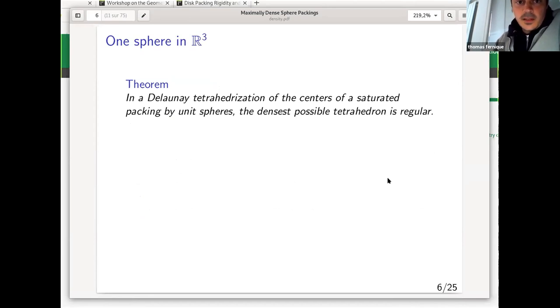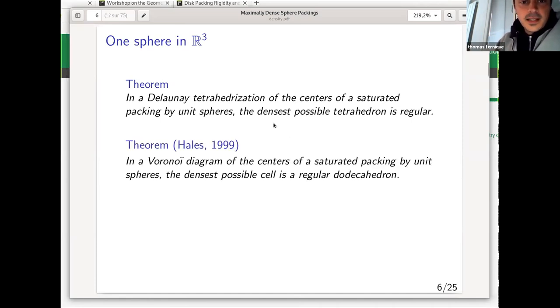So now in three dimensions, since some people want to have more than two dimensions, the most simple case, which is not that simple, is one sphere in R^3. And there is a theorem which is again the analog of the previous one. You have your packing saturated in the space, and you consider the Delaunay tetrahedrization. This is a decomposition of the space in tetrahedra. And the theorem says that the densest possible tetrahedron is a regular one. Again, you have an upper bound, but you don't have a tight bound because, as you know, the regular tetrahedron does not tile the space.